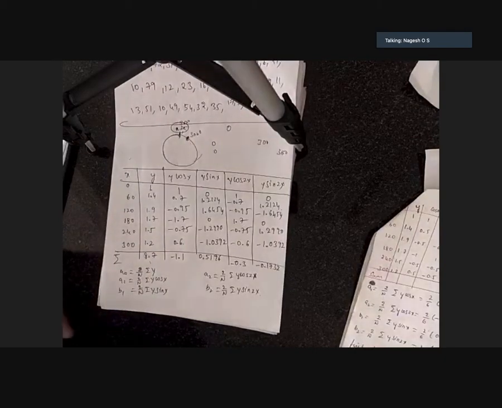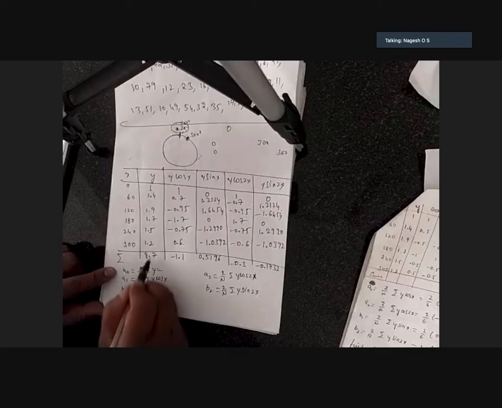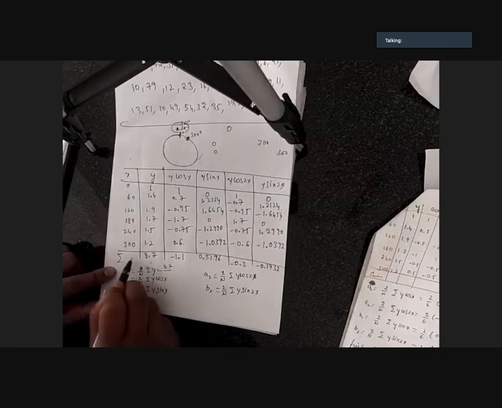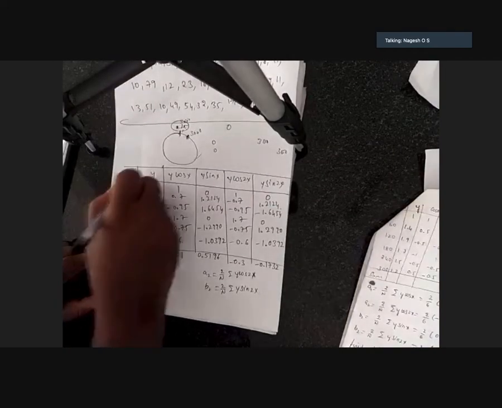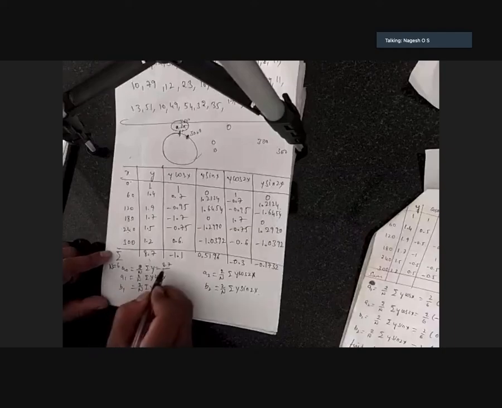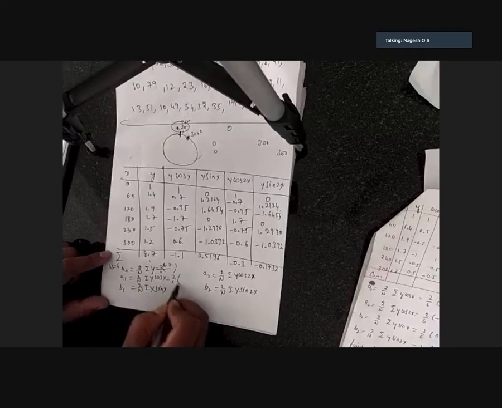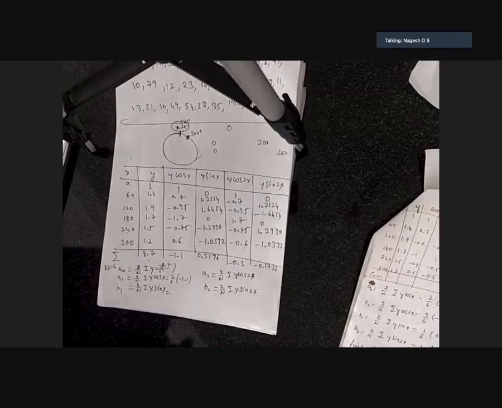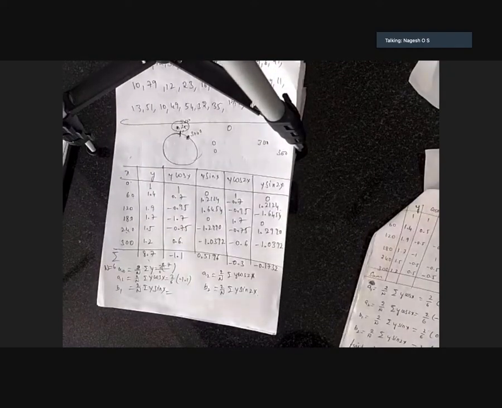Substitute here. All the values we have. A naught is 8.7 divided by what is n? N is 6. 1, 2, 3, 4, 5, 6. N is 6. 2 by 6 into 8.7. Then 2 by 6 into y cos x, minus 1.1. Calculate and tell me the answer.